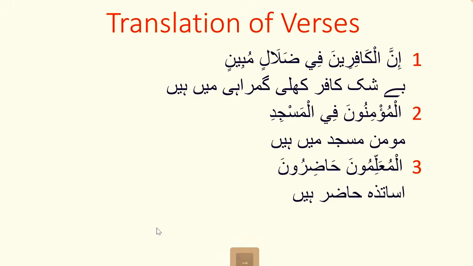Okay, so we have some examples from the Holy Quran. First example, we have innal kafirina fi zalalim mubin. So here we have kafirin. So kafirin is made from kafirun, but at the end we put ya and noon. So automatically it makes plural verb.